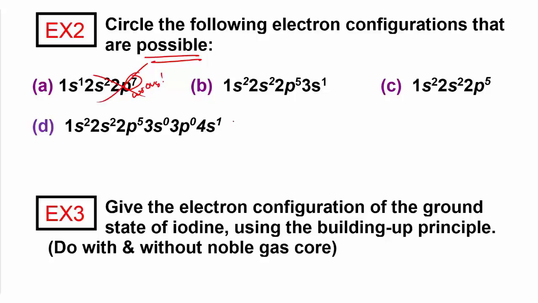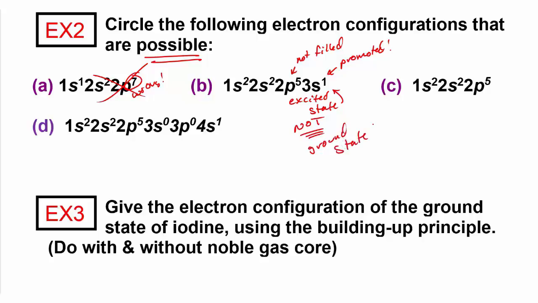Do we circle B? Notice that this is not filled, and that electron got promoted way up there. That's all it did. It just jumped up to the next higher energy level. That's very possible. They call this an excited state. This is definitely not the ground state, definitely not the lowest energy configuration. So that's why they call it an excited state, but it's possible, so we'll circle it.